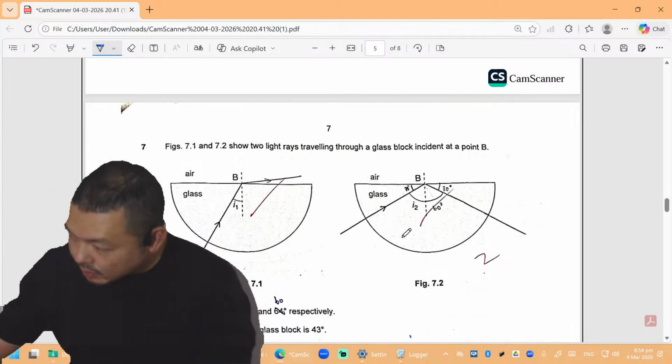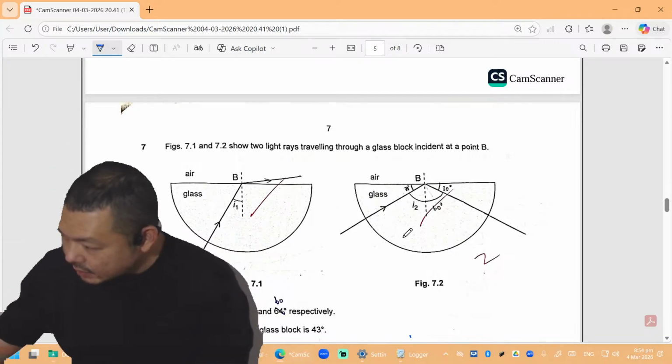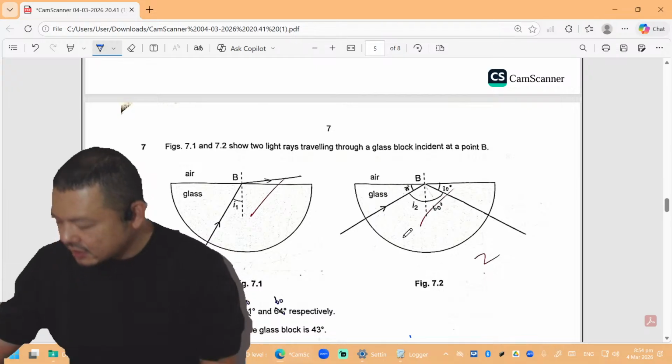Does it bend away from the normal? Yeah, you made it bend away from the normal, right? Then you didn't draw the arrow.